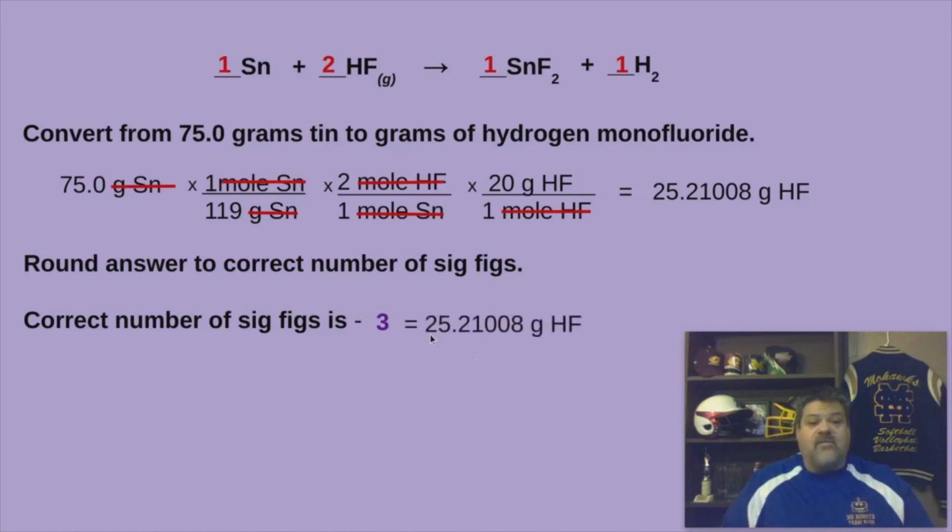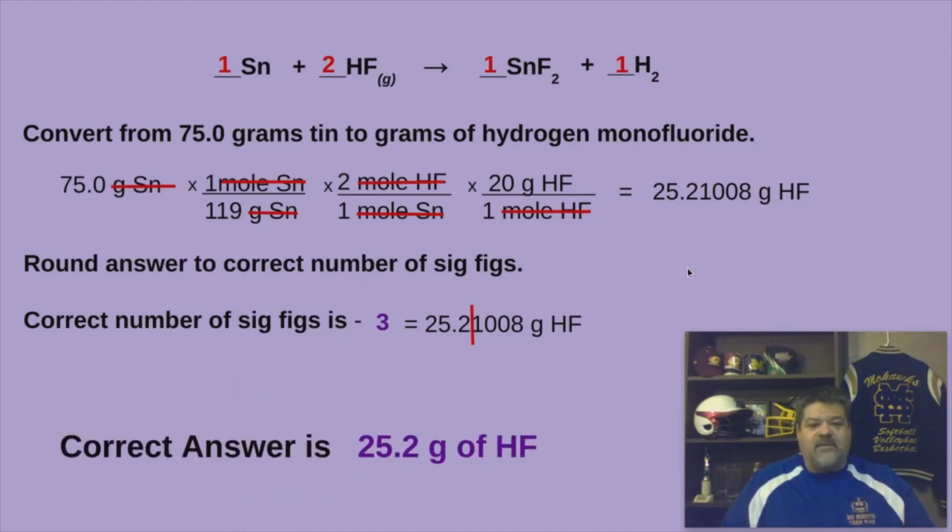So what do we do? We take this number that we got in our calculator, and after the 3rd significant figure, we draw a line. Then we look after the line and we see that this 1 tells us we're going to drop it off. And so our final answer is going to be 25.2 grams of hydrogen monofluoride. There, you did it. That was a good example of stoichiometry, going from mass of one compound, in this case grams of tin, to how many grams of hydrogen monofluoride.